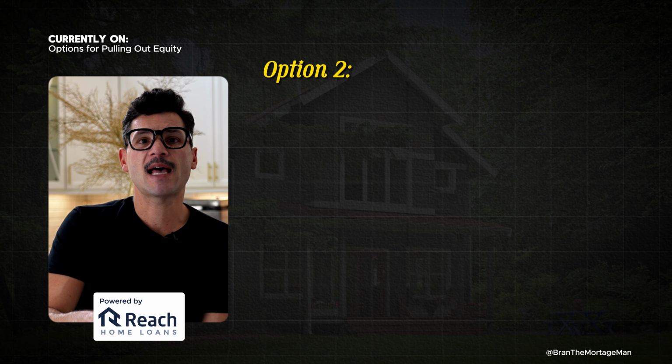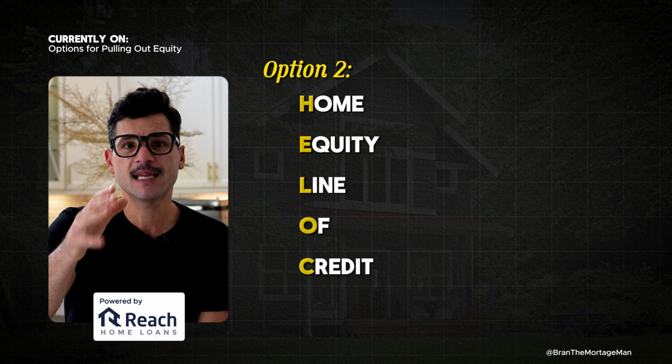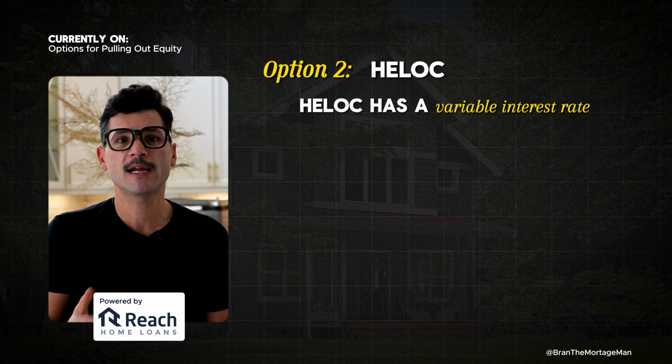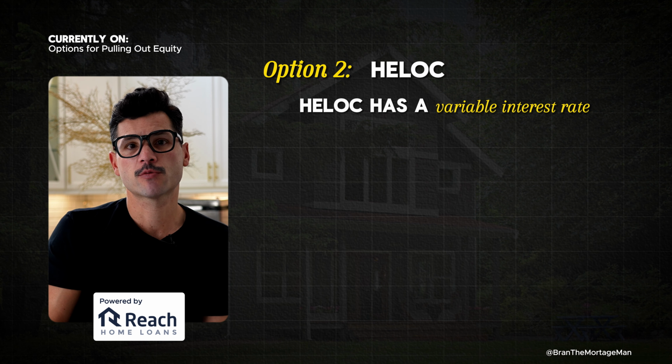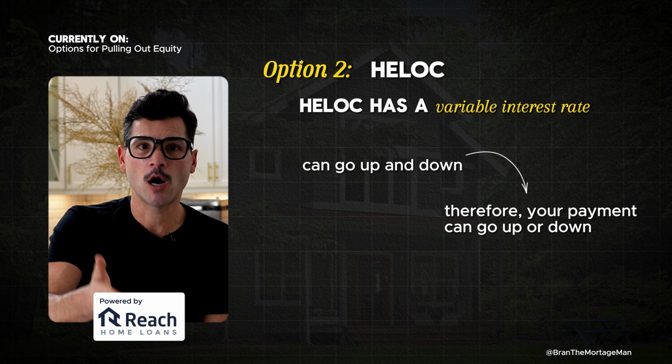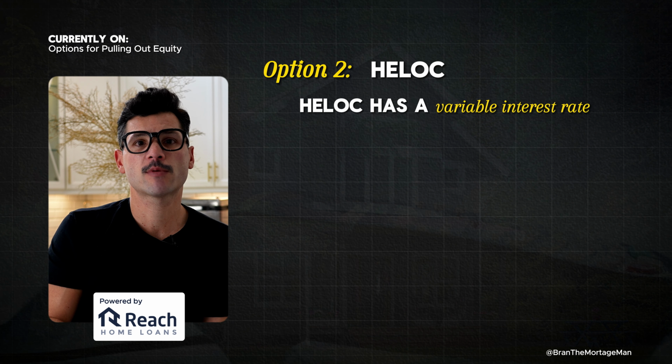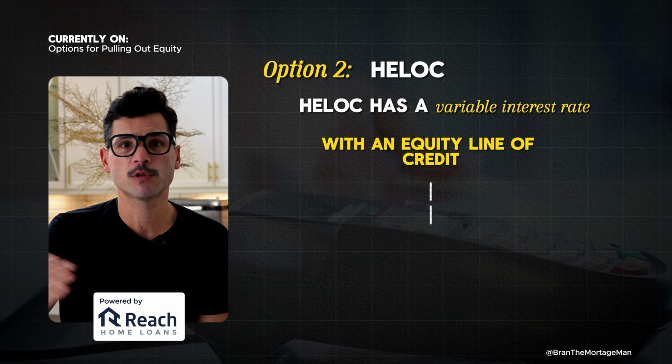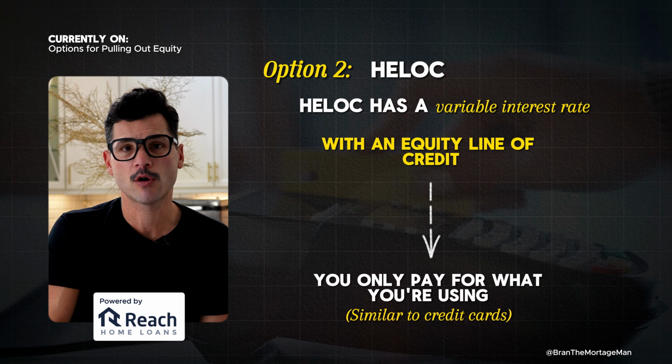Another option is that you can have a home equity line of credit, a HELOC. Now, a home equity line of credit has a variable interest rate. So you're actually gonna have a rate that can go up and down, and therefore your payment can go up or down based around that interest rate. What's cool about an equity line though is you only pay on what you're using, just like a credit card. You know, a credit card, if you have no balance on your card, you don't have a payment regardless of what the rate is. Same thing with an equity line.